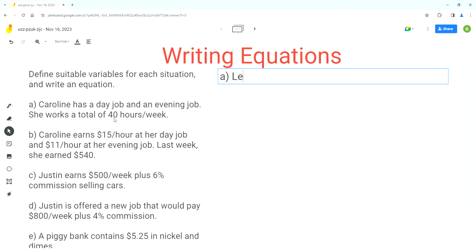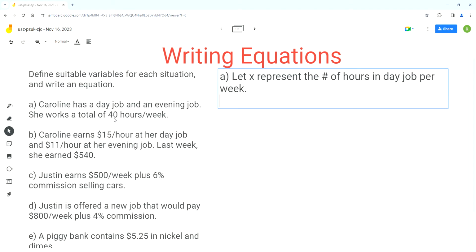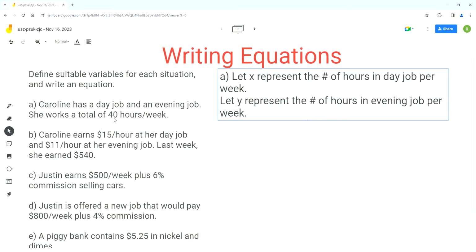So our first let statement can be let x represent the number of hours in day job per week and let y represent the number of hours in evening job per week. Now the sum of these hours should be equal to 40 because that's the total per week. So our equation is x plus y equals 40. So this should be the final answer for part A. So now we can analyze part B.